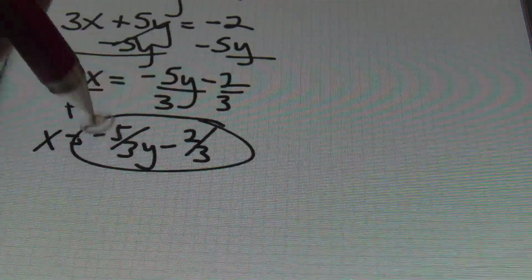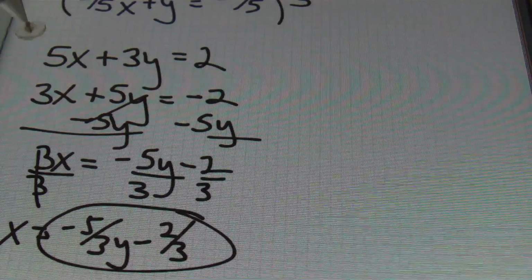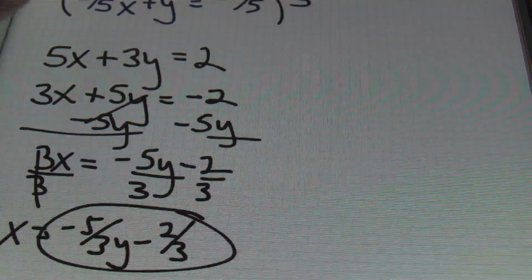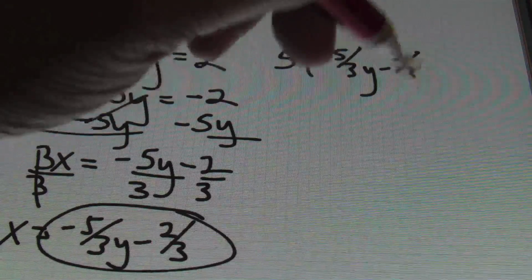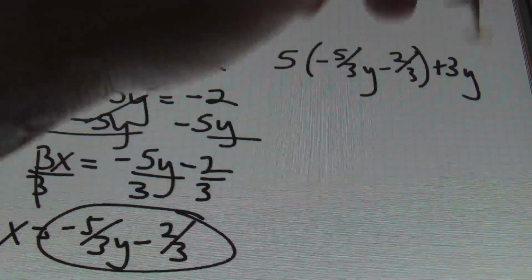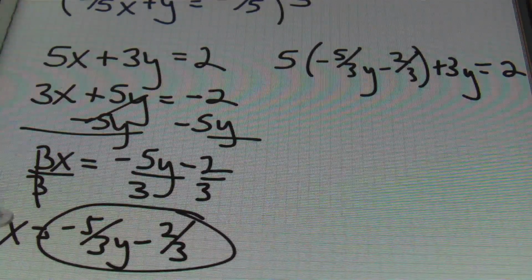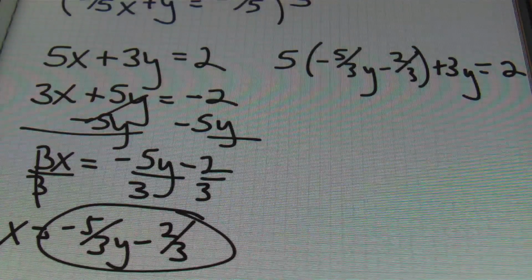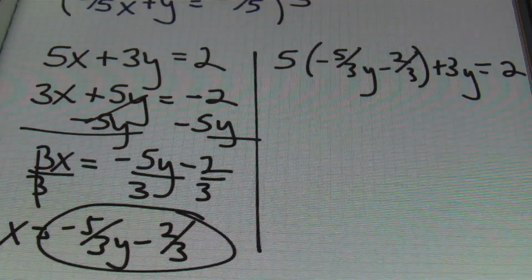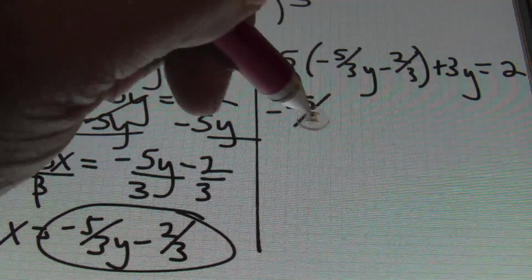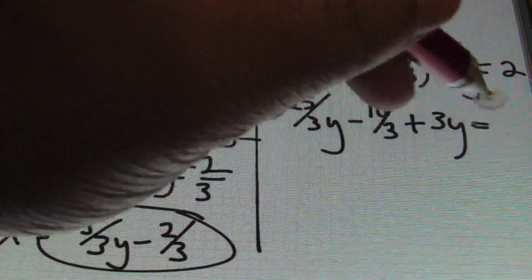I'm going to use this to substitute into my first equation. Not the first equation with the fractions, but this first equation right here that I've rewritten. Now, this will become 5 times negative 5/3 y minus 2/3, plus 3y, which equals 2. So what we did there was replace the value of x in that first equation with the quantity negative 5/3 y minus 2/3. Distributing this, I'll go ahead and separate this here, we'll have negative 25/3 y minus 10/3 plus 3y equals 2.